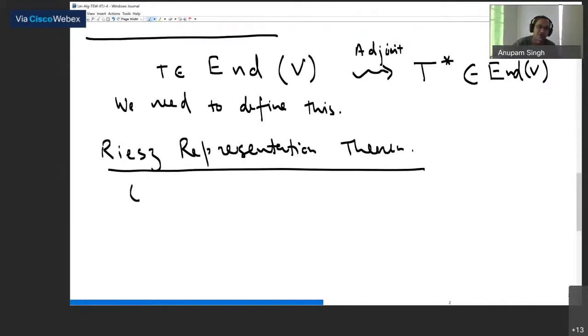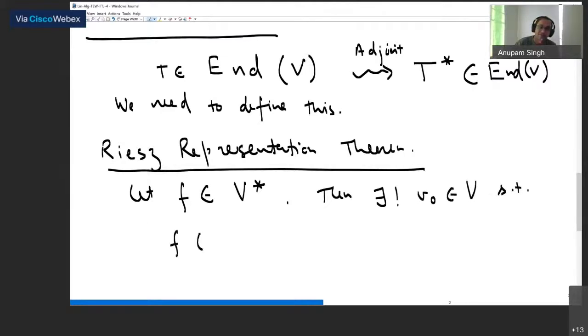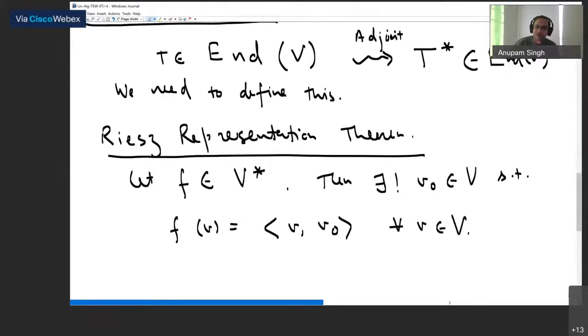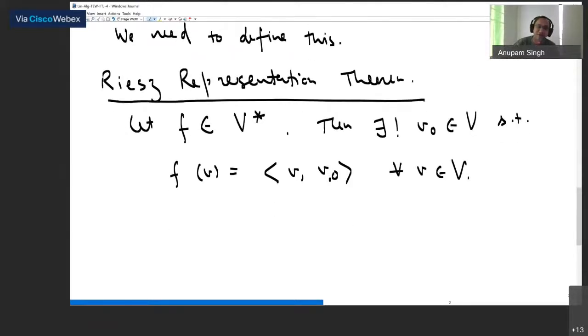So what does this say? Suppose I have a linear functional f on V. The space of duals I write as V star. Then there exists a unique vector v naught in V such that f at any vector v can be obtained simply by computing the inner product of v with v naught. This will happen for all v in V. It's quite easy to see that if I fix a vector v naught and vary v, this is a linear map. And the thing is that all linear maps are like this.